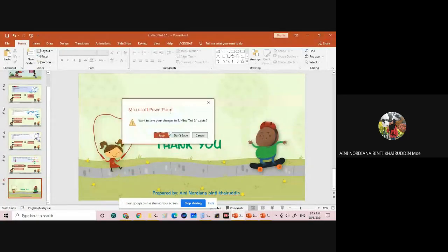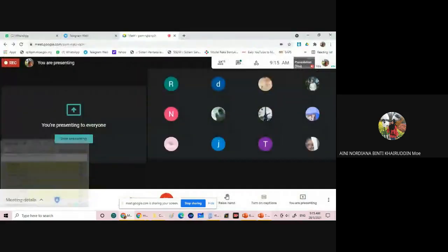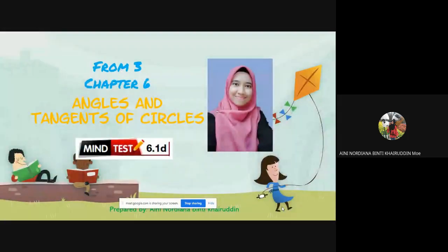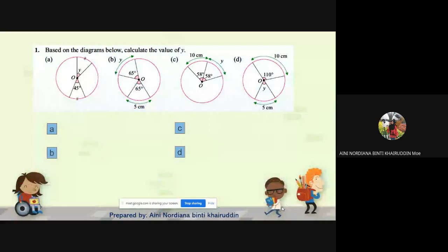So we proceed to another exercise, which is 6.1D. So based on the diagram below, calculate the value of y. So since this is equal length of arc, so the angle also equal. So y equals to 45.